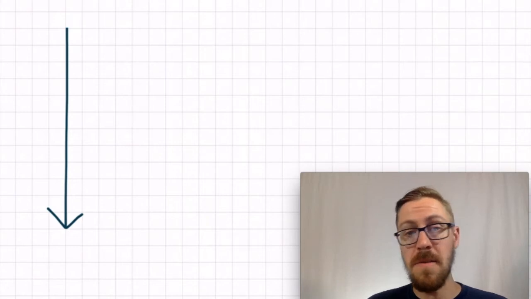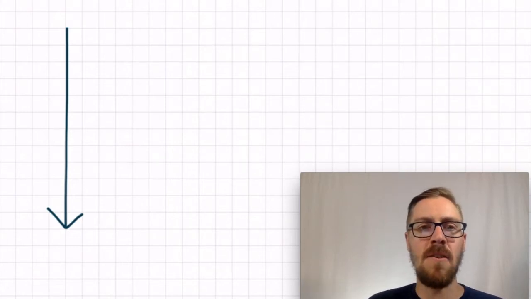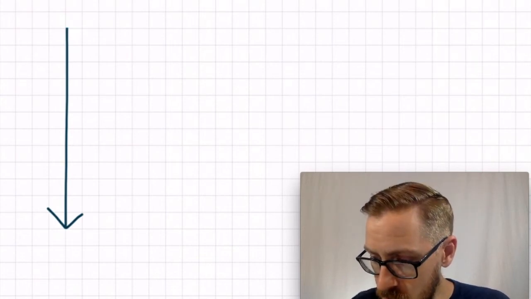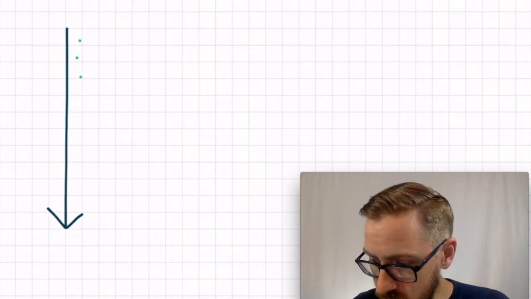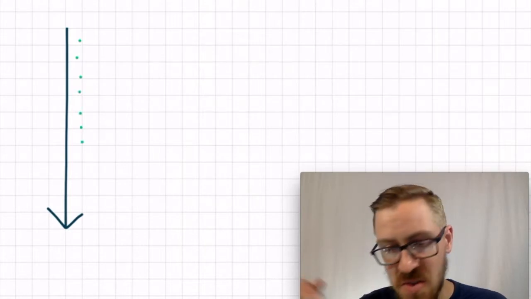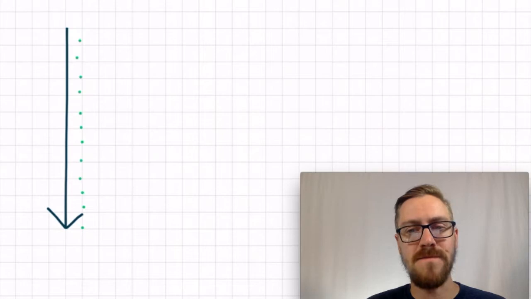Here's a different arrow. Again, if I want to know the magnitude of this arrow, of this vector, I just need to count the boxes. 1, 2, 3, 4, 5, 6, 7, 8, 9, 10, 11, 12. It's 12 units, and it's down. It's that easy. So the direction is down, the magnitude is 12.